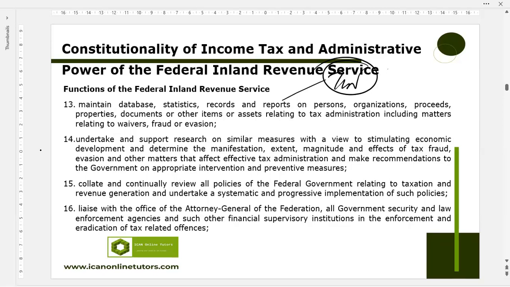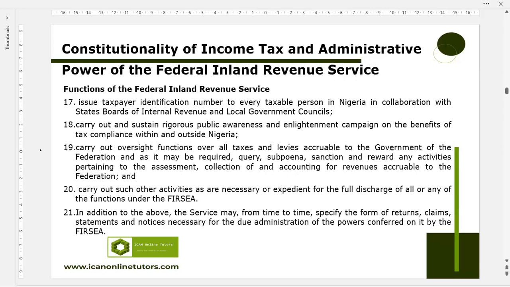So also undertake and support research on similar measures. Collate and continually review all policies of the federal government relating to taxation and revenue generation, and also liaise with the Office of the Attorney General of Federation, especially when there is litigation issue. Then also issue taxpayer identification number. They carry out and sustain rigorous public awareness and alertment campaign.